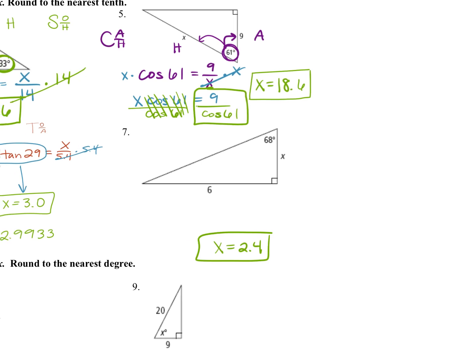Okay, number 7. What trig function did you use? I used tangent. So from the angle, this is your opposite. This is your adjacent. That's TOA. Probably the most common mistake that I see made on these is people flip which one goes on top. It's opposite over adjacent. So you're going to say the tangent of 68 equals 6 over x.